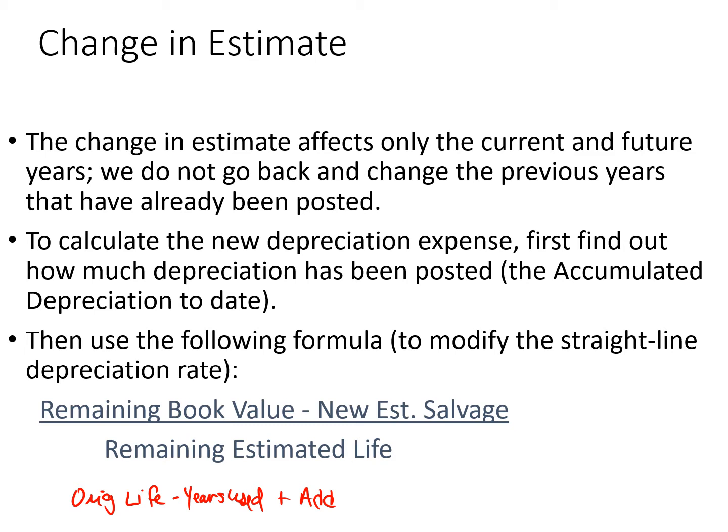So you take the remaining book value, which is the cost minus the accumulated depreciation, minus whatever the salvage or residual value is. Now that may be the same as it was before, or it could be you changed it, over the remaining estimated life. In your textbook, it usually means the original life minus the years you've already depreciated plus the additional years that you're adding on because of your change in assumption.